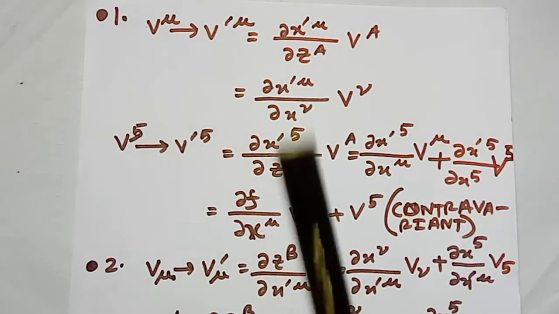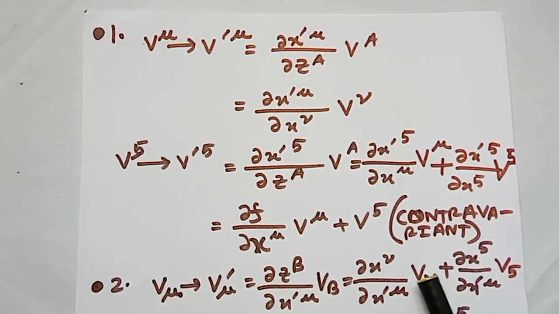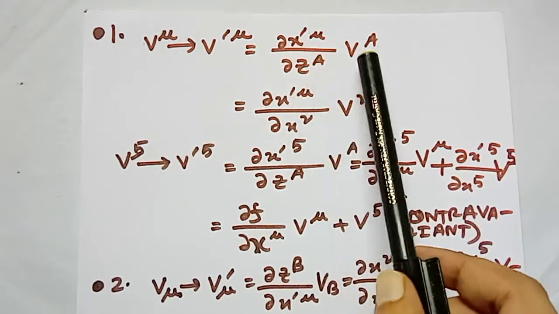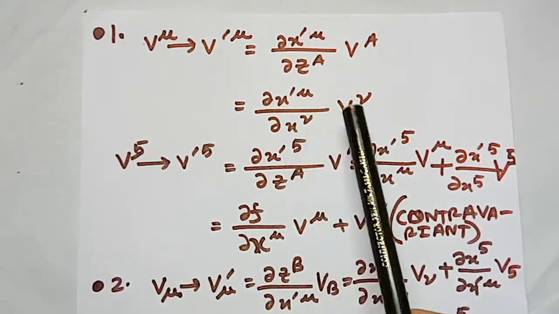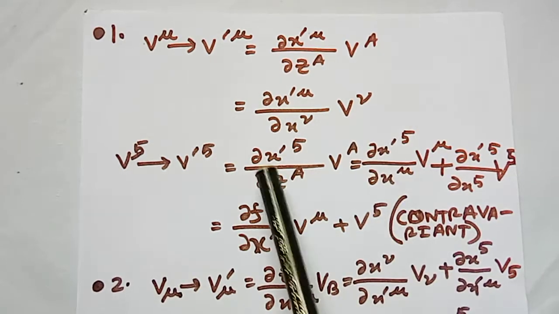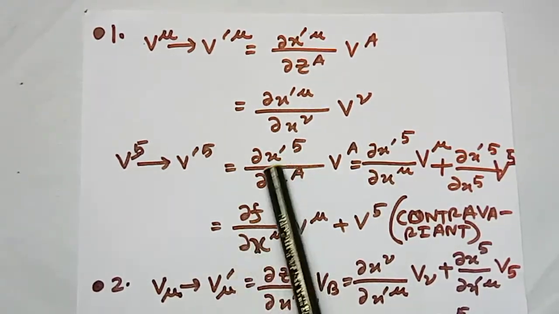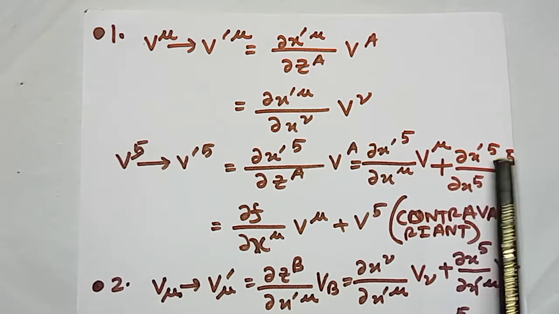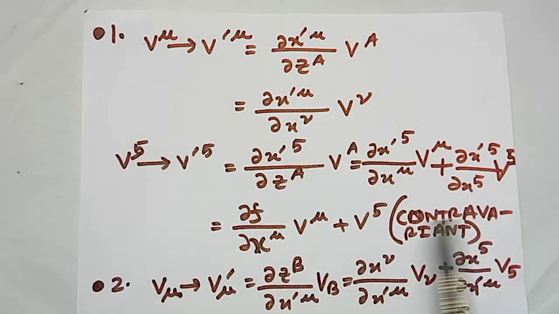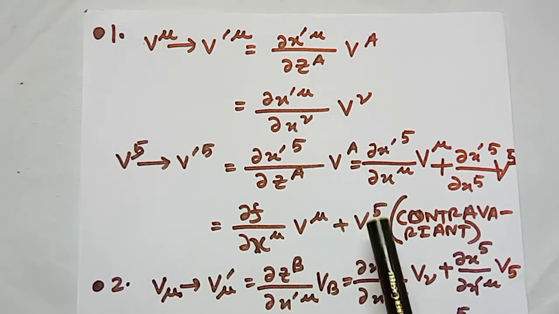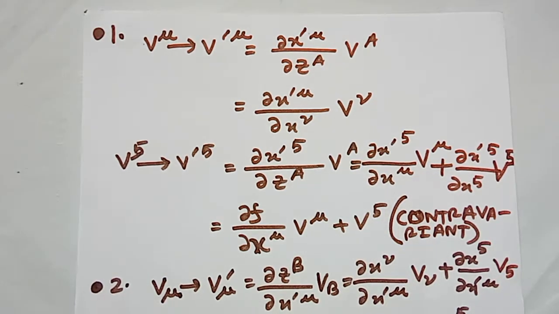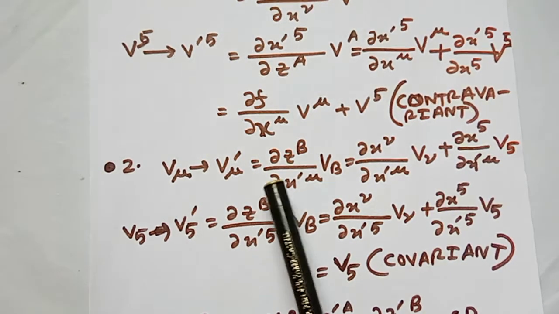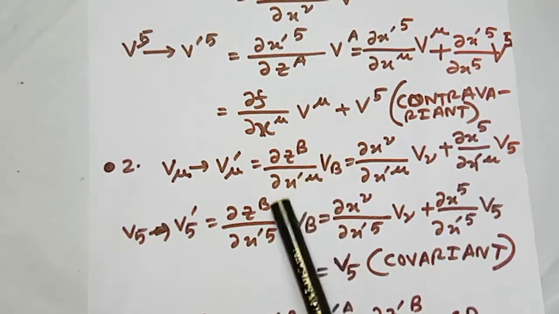Now the contravariant vector transforms from one coordinate to another as V'^mu = (dx'^mu/dz^A) V^A = (dx'^mu/dx^nu) V^nu. This is the 4-dimensional part, and the extra term is the 5-dimensional part: dx'^mu/dx^5 V^5. And V'^5 = (dx'^5/dz^A) V^A = (dx'^5/dx^mu) V^mu + (dx'^5/dx^5) V^5, which is dF/dx^mu V^mu plus V^5. This is the contravariant vector.